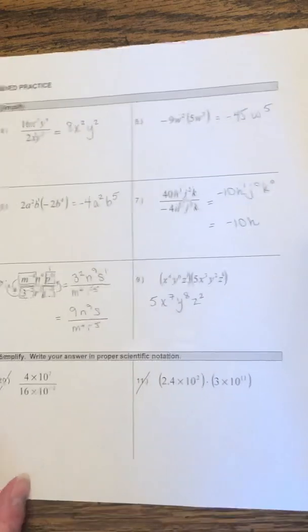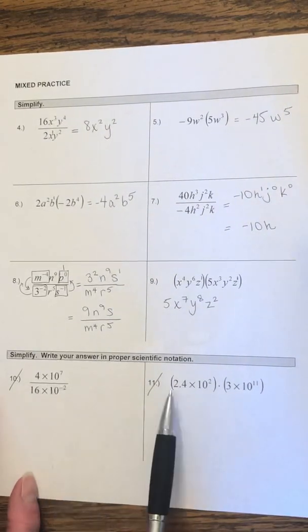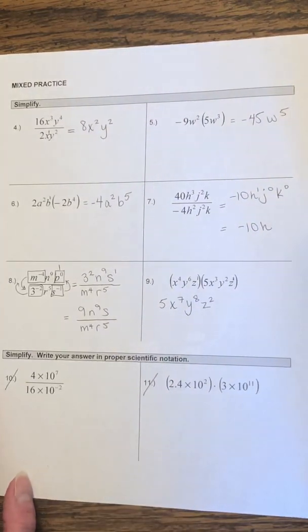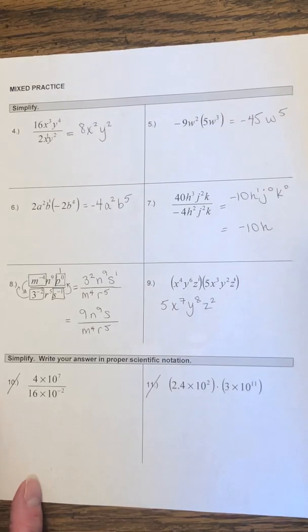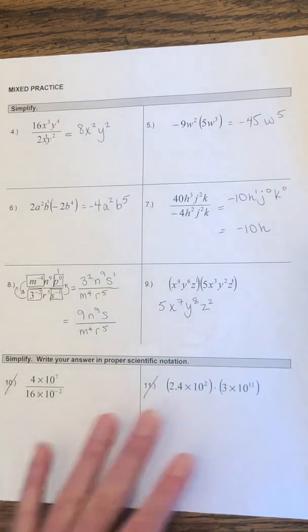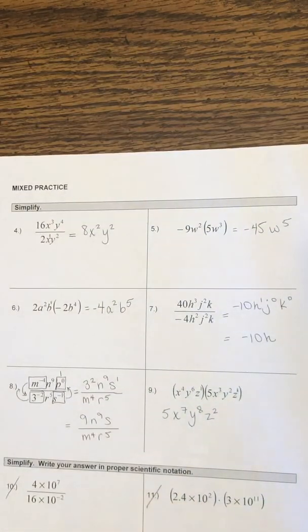I did in my post tell you to skip 10 and 11. You did not need to do those. We did not cover scientific notation, so you don't have to worry about 10 and 11. 4 through 9 were just some extra practice problems with exponent properties.